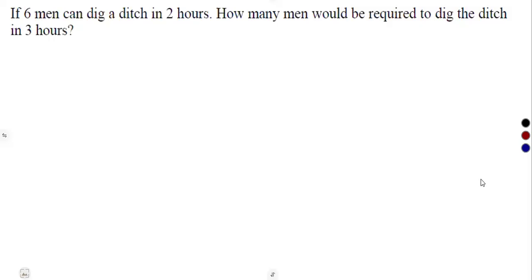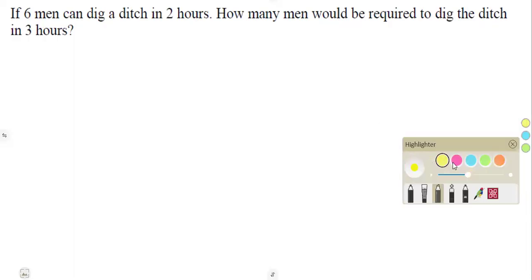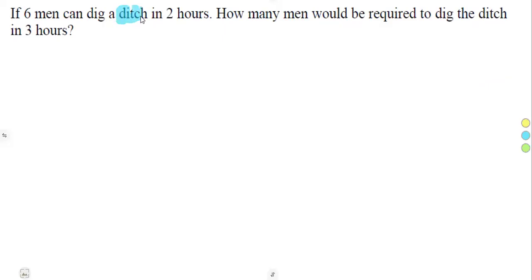One and the same. They can call it inverse. On this question, we had a similar question, but guys, be careful with this one. It is different to what we had. They are saying if 6 men can dig a ditch in 2 hours, how many men would be required to dig the ditch? Guys, what is referred here is the ditch. We are referring to the ditch as our constant this time. The same thing. So let's put it into reality.